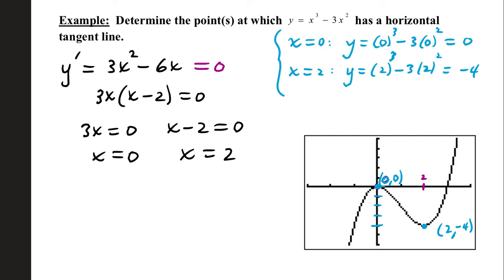So at 0 and 2, you will either have a hilltop or a valley floor. Going back to the original function, substituting in 0 gives us an answer of 0. So that tells us 0, 0 is one of our points with a horizontal tangent line. Turns out it's a hilltop. The other critical number of 2, when plugged into the original function, gives us negative 4. So the point 2, negative 4 is another location with a 0 slope or horizontal tangent line.